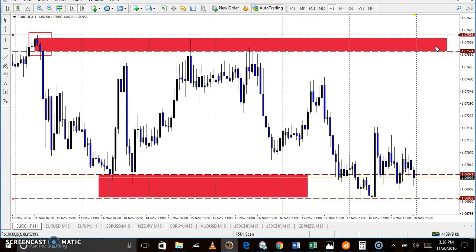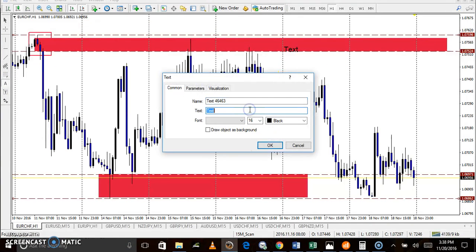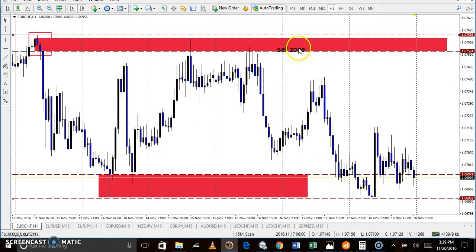even a double top, double bottom here at the low, at the buy zone, and you probably could even label that. So you label that, say, sell zone, and then you just simply project where the market is.